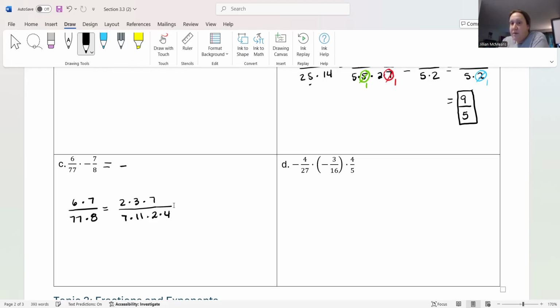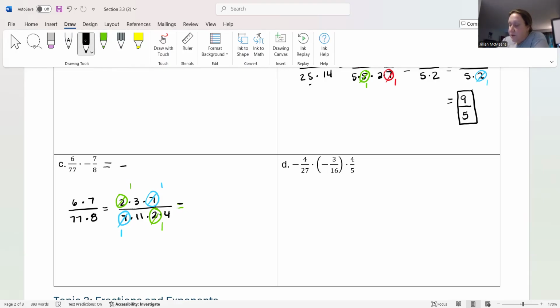And now let's see if we have any common factors top to bottom. So starting out, I see a 7 in the top and a 7 in the bottom. That tells me there's a common factor of 7. So 7 divided by 7 is 1, and 1 again. And then I see another common factor of 2. So I have a 2 here and a 2 here. So that tells me I have a common factor of 2 in the top and bottom. So 2 divided by 2 leaves me little footprints of 1.